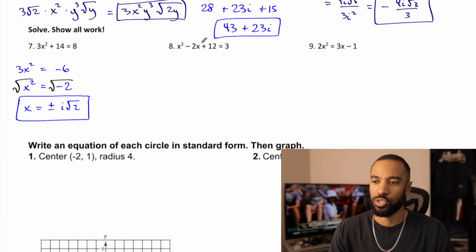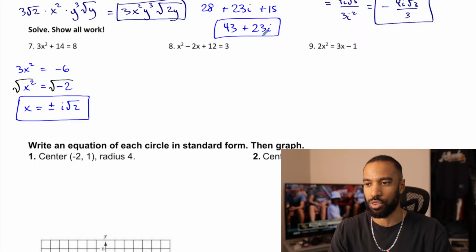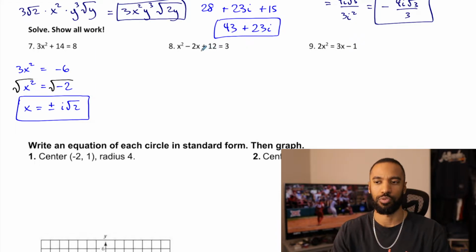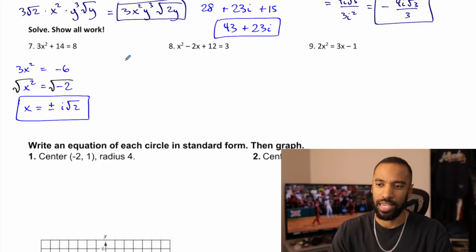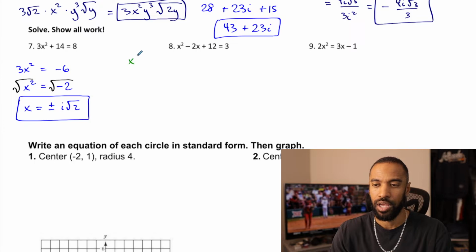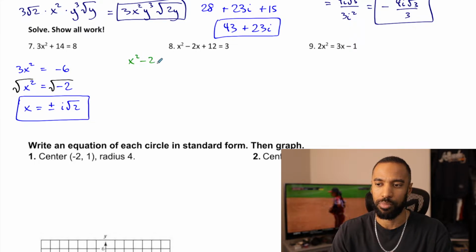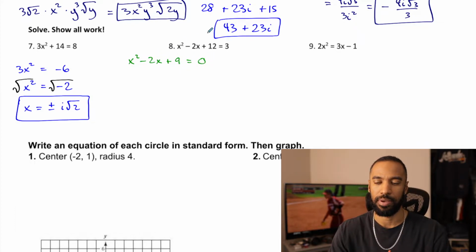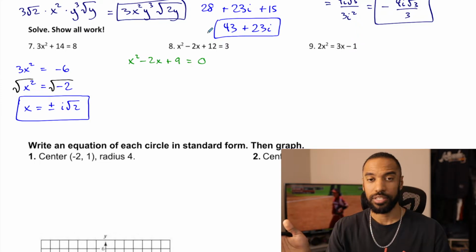Number 8. x squared minus 2x plus 12 equals 3. Now, I don't know if I'll do this for every problem here, but I will start at least on this one. You have two different options for which you can solve. One way is attempting to maybe factor. You go ahead and you subtract the 3 from both sides. You set this equal to 0. And you say, well, are there two numbers that multiply to make 9 and add to make -2? You find out that's not the case.